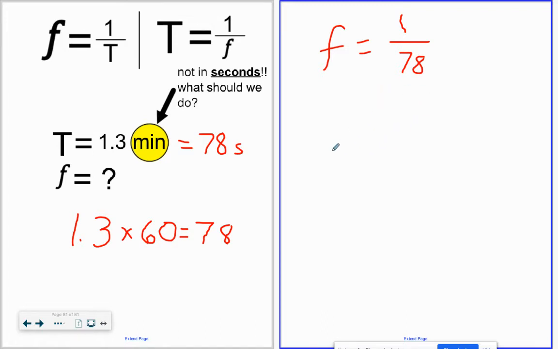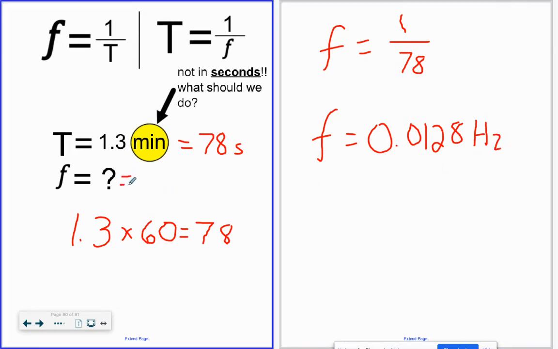my amount turns out to be frequency equals 0.0128 hertz, because this is a frequency amount. So my answer equals 0.0128 hertz. And I've converted from minutes to seconds, and then I've used the formula for frequency to determine how many hertz it is.